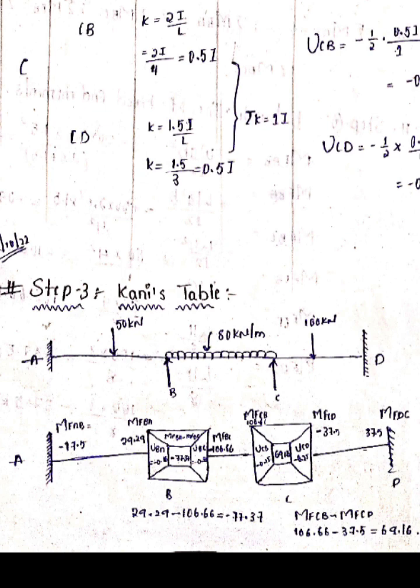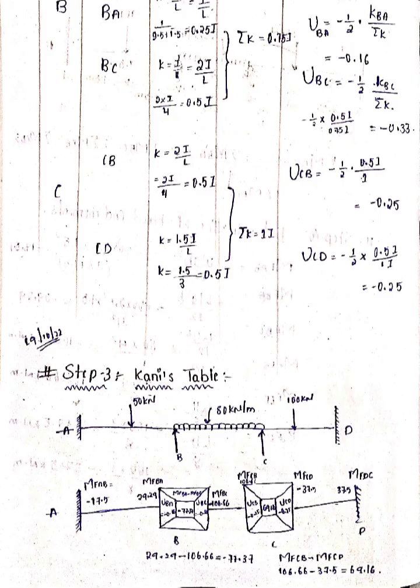Then in the middle, exactly here, minus 71.3 and 69.16 are the sums of the fixed end moments, MFBA plus MFBC, and here MFCB plus MFCD. Then we write the rotational contribution factor values UBA, UBC, UCB and UCD, as you can see here. Then we write the M dash values under them: under A we write M dash AB, under MFBA we write M dash BA, then M dash BC, M dash CB, M dash CD, and M dash DC.